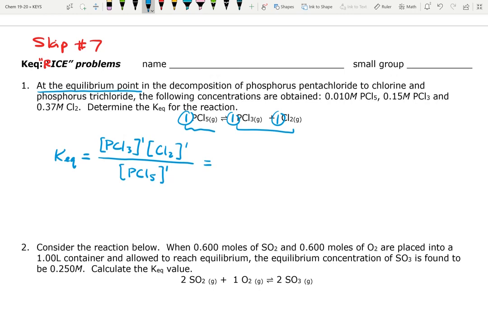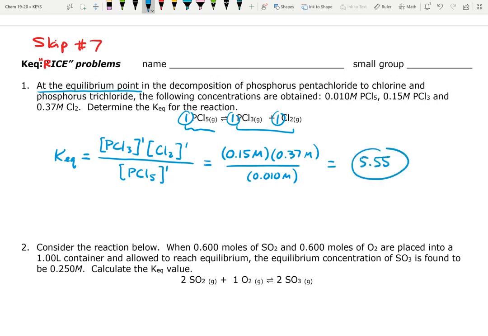KEQ here then, if we know the concentrations for all 3 of these, we just plug them in. PCl3 is given in the problem as 0.15, and remember that's moles per liter or molarity. Chlorine is given as 0.37 moles per liter, and PCl5 is given as 0.010 moles per liter. We plug that in our calculator, calculate it out, we get an answer of 5.55.